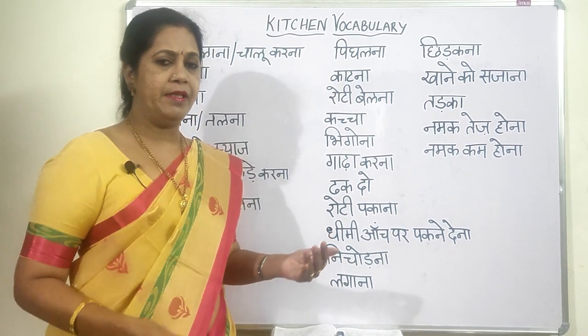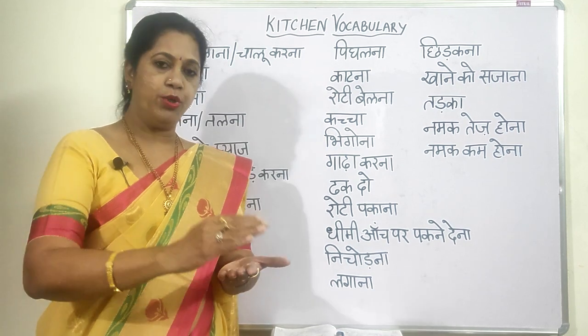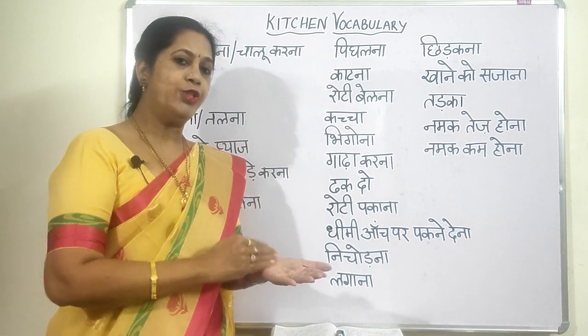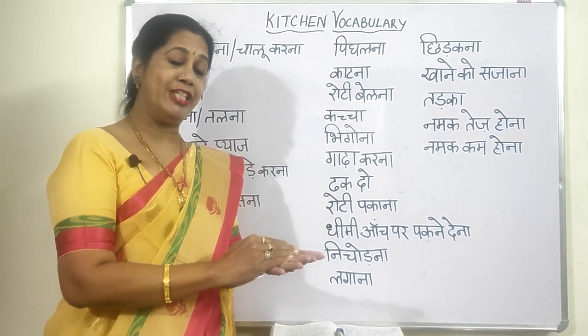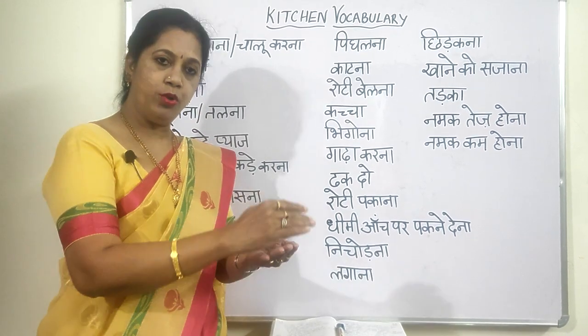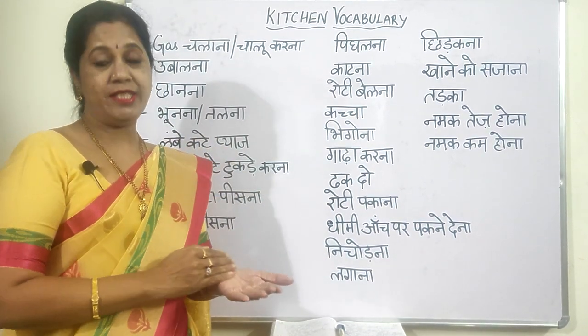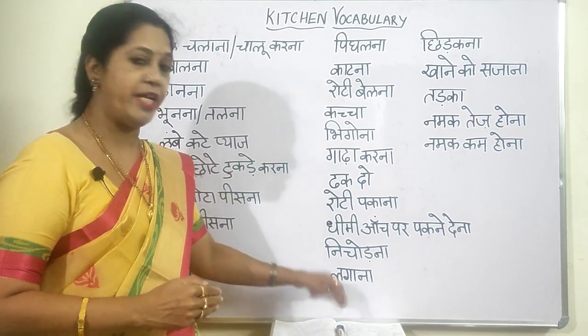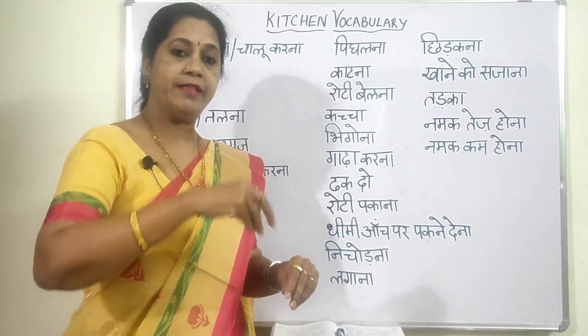Lagana, for example, bread hai haath mein, to us par jam lagana. Now I hope you have understood. To apply or to spread, in English we say spread. To spread the jam on bread, लगाना. तो bread पर mayonnaise लगाना, bread पर sauce लगाना, bread पर jam लगाना. So that is it.